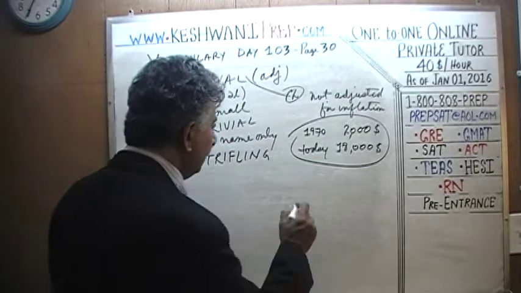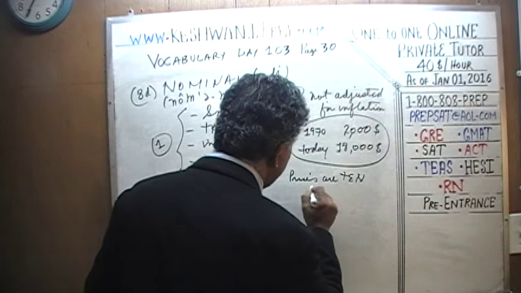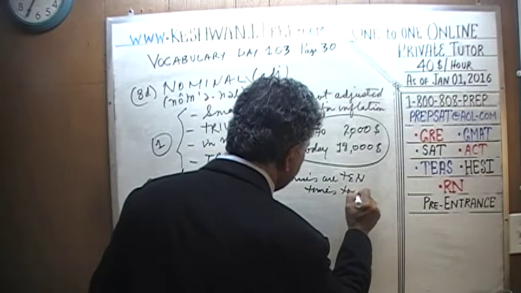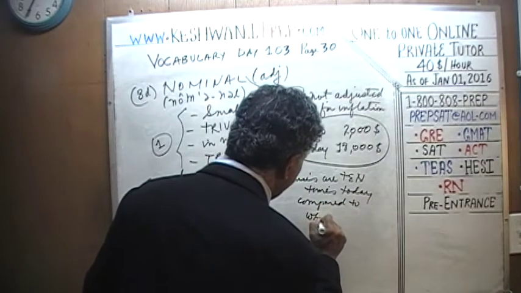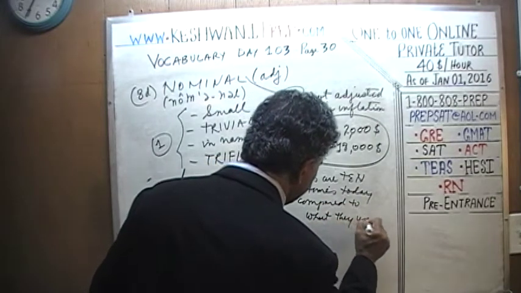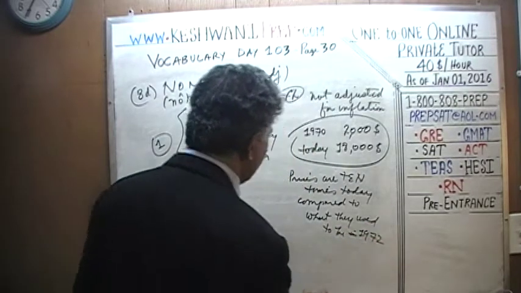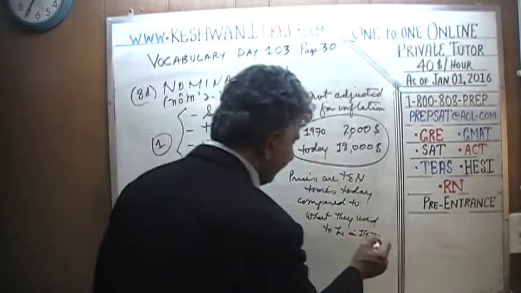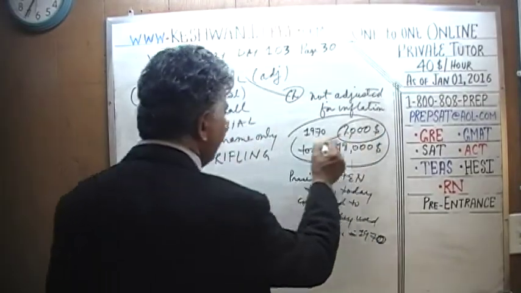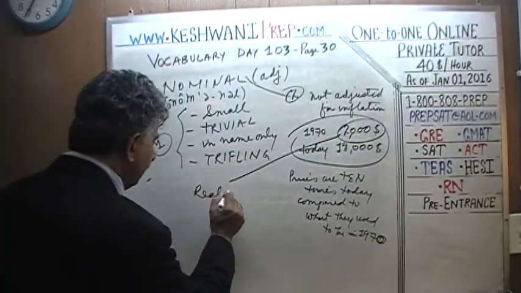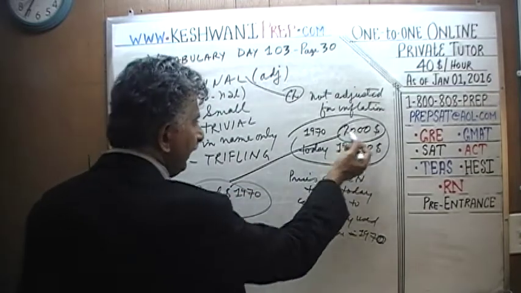So for example, if I tell you prices are 10 times today compared to what they used to be in 1970. I'm just making it up. Well, if the prices are 10 times today, then this $2,000 in 1970, the real dollar for 1970, would be 10 times that amount.